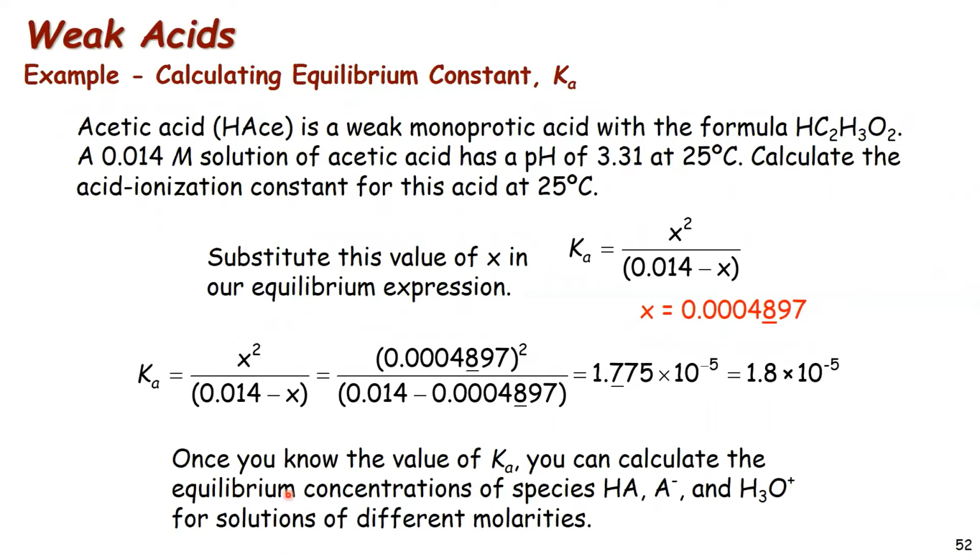Okay, so once we know the value of Ka, you can calculate the equilibrium concentration of any of the reactants or products at any given molarity. So once we determine this, we never have to determine it again. Now, again, it is temperature dependent, so we're assuming we're always working at about 25 degrees Celsius.